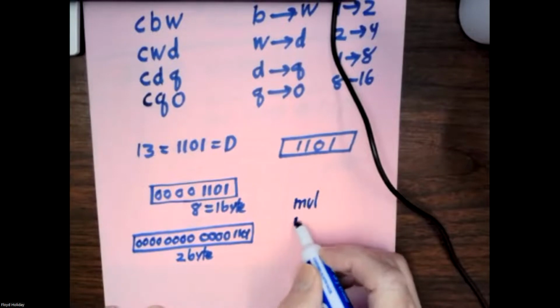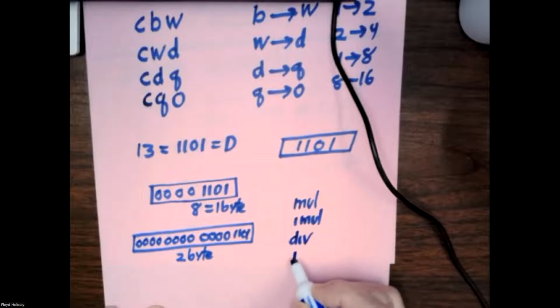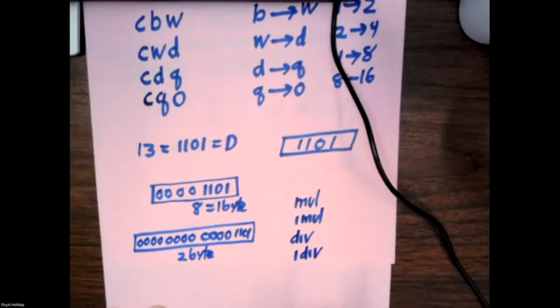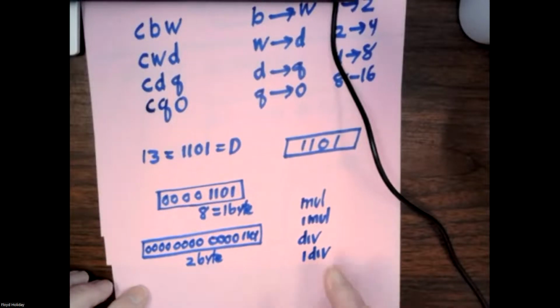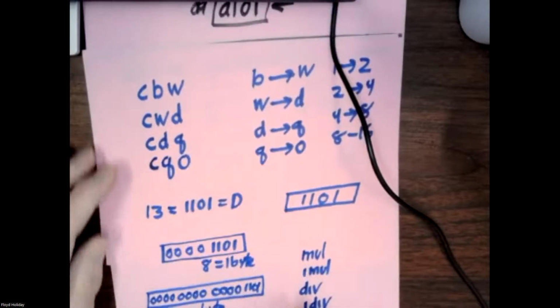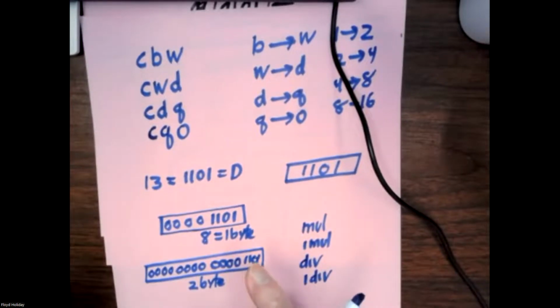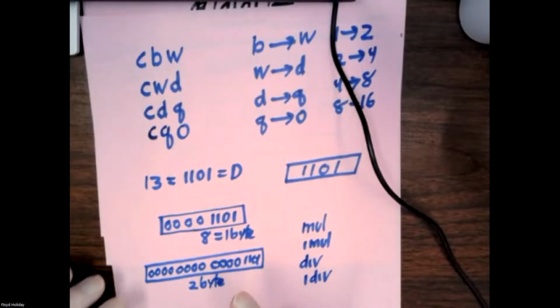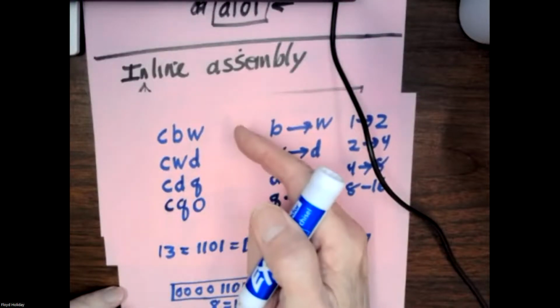Mul, imul, div, and idiv. Okay. Watch what happens. We're going to work through this and see why we need these commands. So if I had, what's 1 byte? Do we have a 1 byte register? I don't think we do. Okay, I better work with 2 bytes. What is 1 byte?